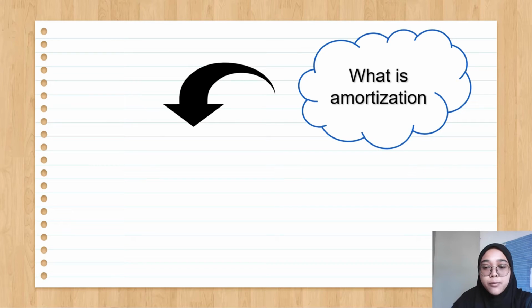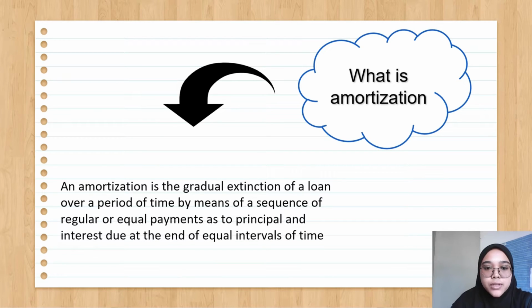Now I want to explain about amortization of loans. Okay, what is amortization? An amortization is the gradual extension of a loan over a period of time by means of a sequence of regular or equal payments as to principal and interest due at the end of equal intervals of time.